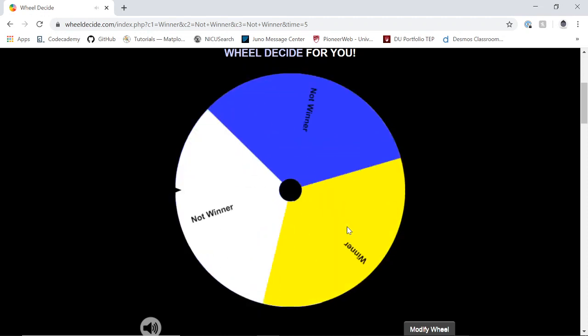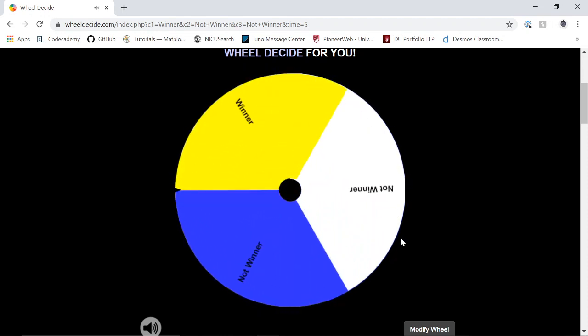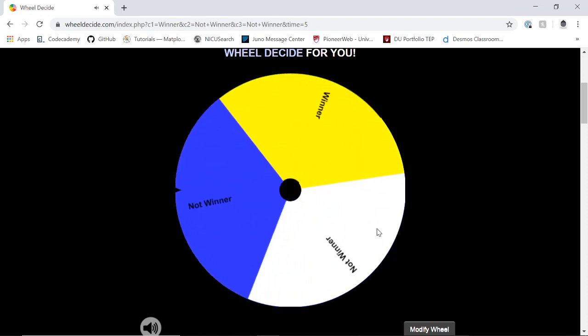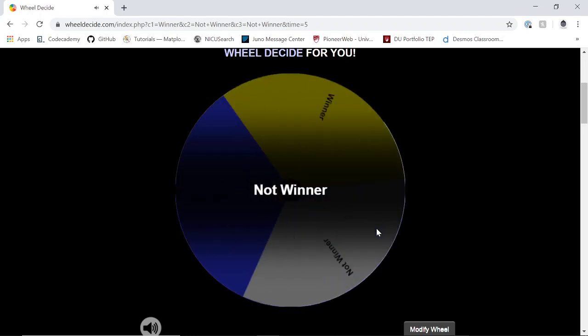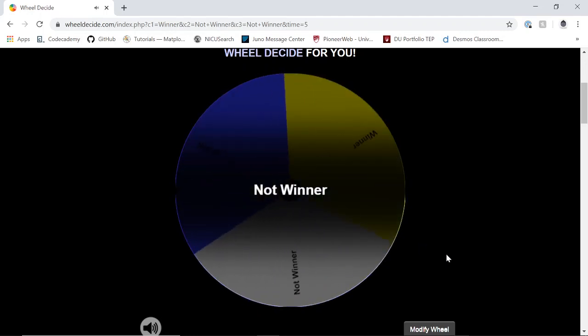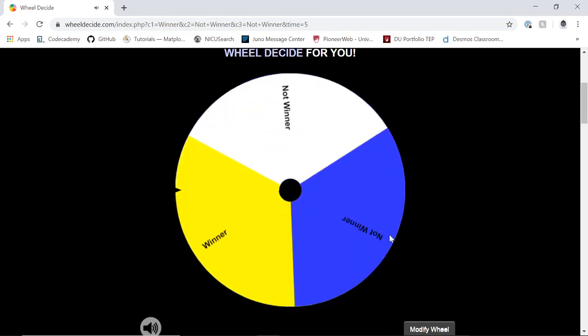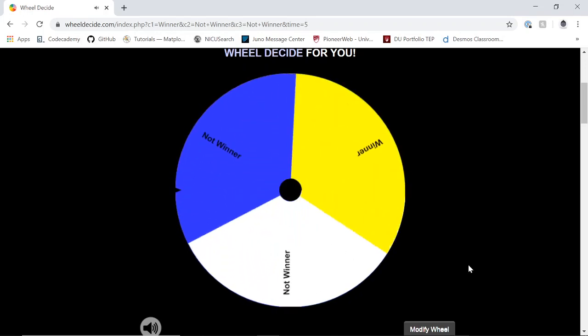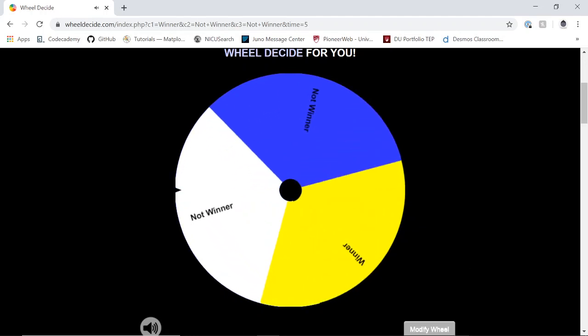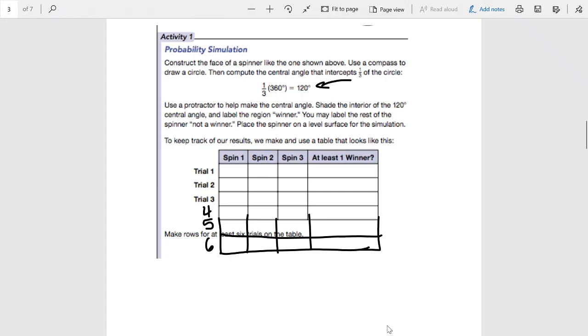But when we spin, we see that our first one is a not winner. The second one is also a not winner. And then our third one is a not winner. So when we go back to our table, we say not winner, so I'll represent that with an N, no, no, and no. So at least 1 winner within those 3 trials, did we get a winner? And we would say no.